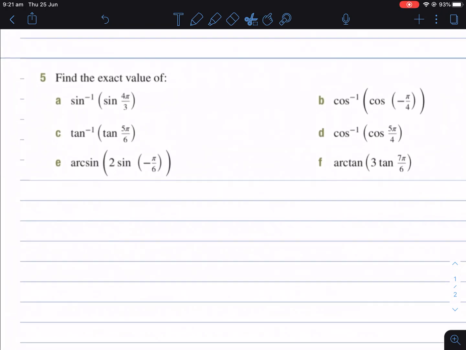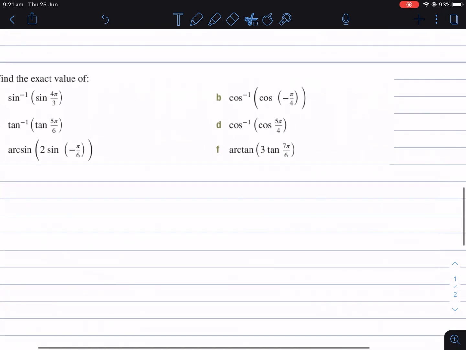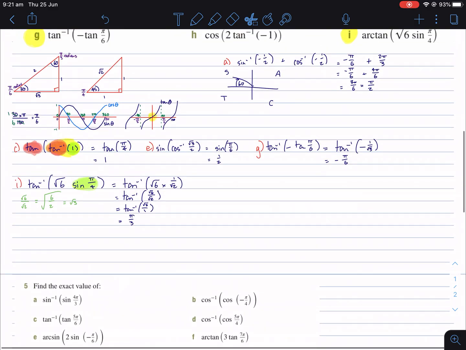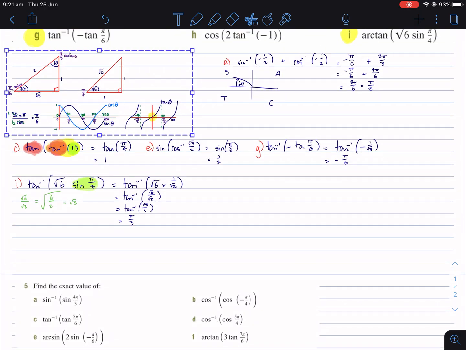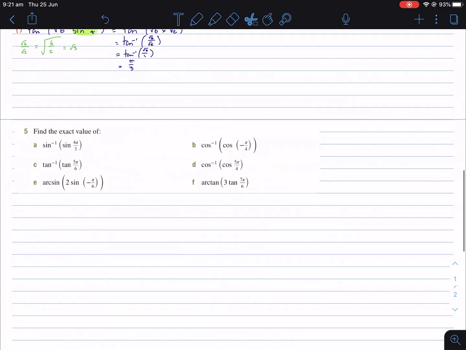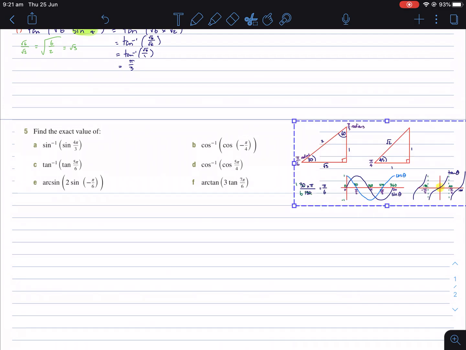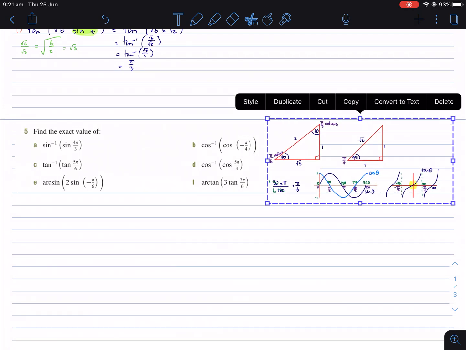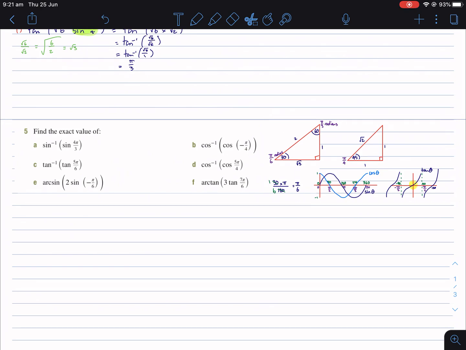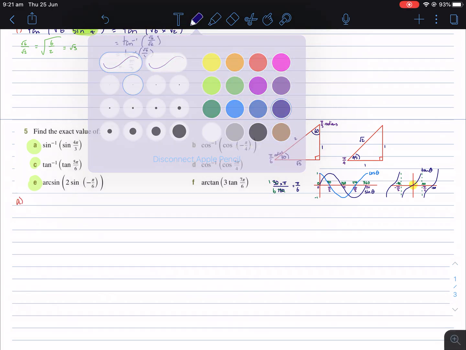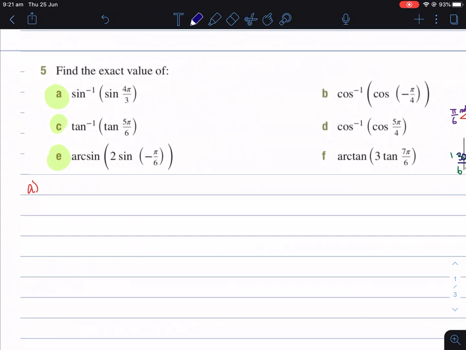All right, question 5. We're finding exact values of these, so we're going to pull down our triangles again. So if we're doing part A, we're doing arcsine of sine 4 pi on 3, sorry.